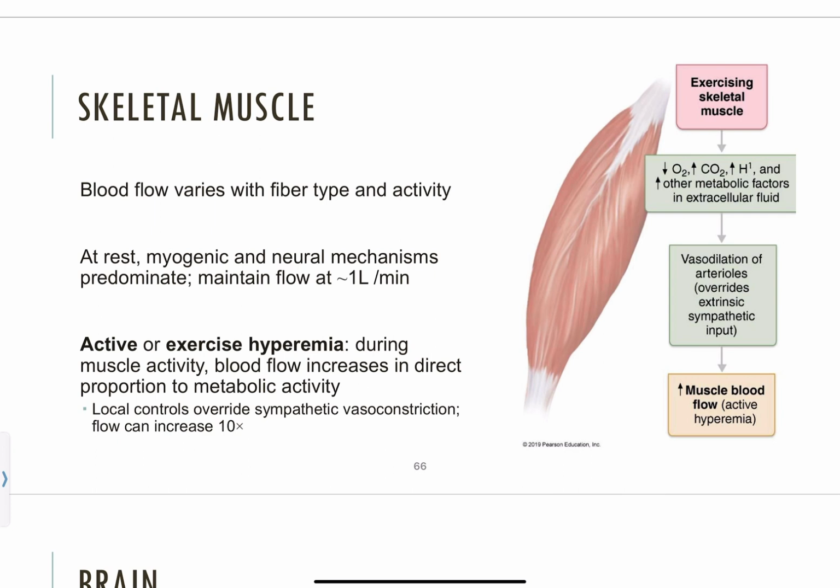But once you start exercising, your blood flow is going to increase substantially, and this is what we refer to as active hyperemia, and it's driven by the metabolic needs of the skeletal muscle tissue itself. So local controls can actually override that sympathetic vasoconstriction, which means that the flow to the working muscles can actually increase by 10 times or more.